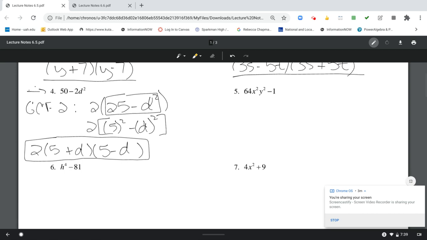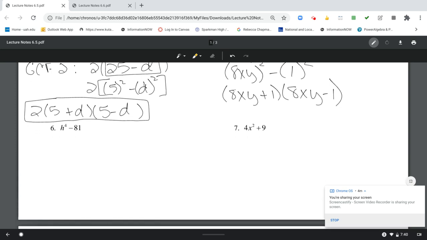Now, it's okay in number 5 to have multiple variables. So we're going to break this up into 8xy squared minus 1 squared. So that's going to give me 8xy plus 1 and 8xy minus 1.